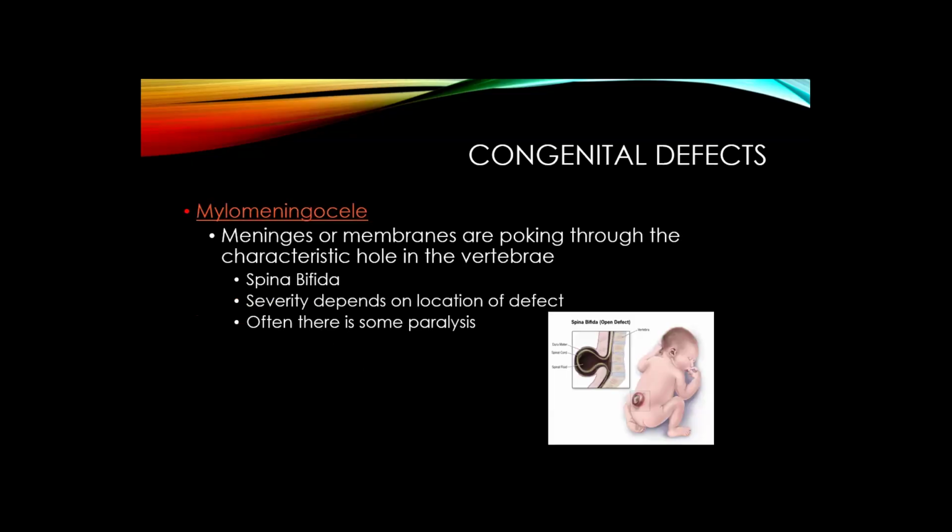Next thing we're going to talk about is myelomeningocele. So 1 in 1,000 pregnancies have neural tube defect. That's what it's considered, a neural tube defect. Myelomeningocele has also been known as spina bifida. The severity depends on the location of the defect and how large the defect is.